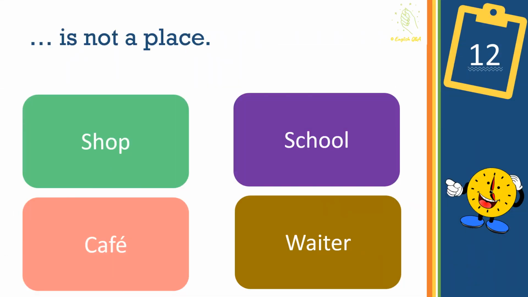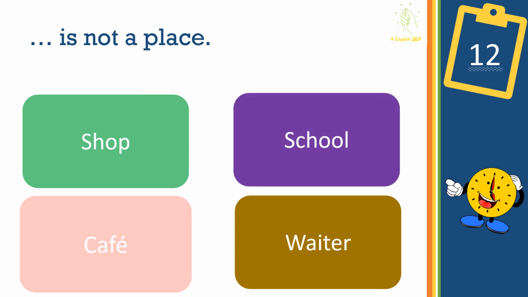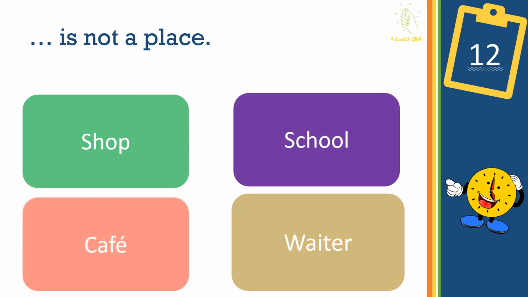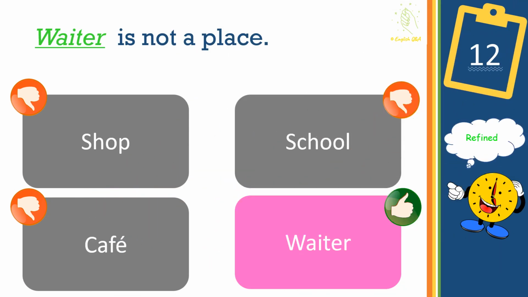Question 12. Dash is not a place. Guess the correct answer. Shop. School. Cafe. Waiter. The right answer is waiter. Waiter is not a place.